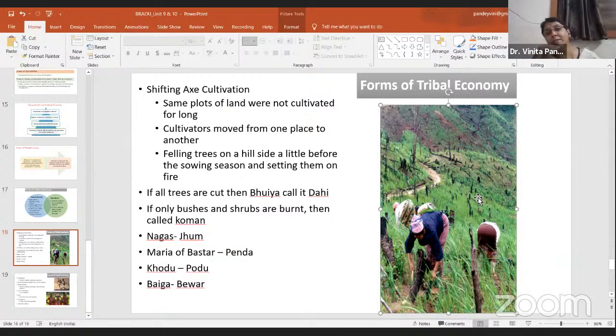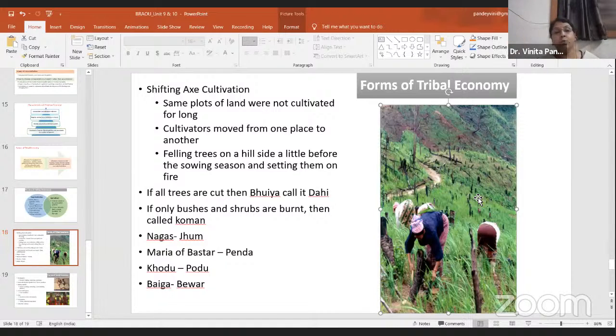So shifting cultivation was harming, so they have realized and they have moved on to other forms of cultivation. They used to fell all the trees, and before the sowing season they would set them on fire. As I told you, those ashes would create some kind of fertility. If all trees were cut, the Bhuya, which is also a community, called it Dahi. If only bushes and shrubs were burnt, then they called it Koman.